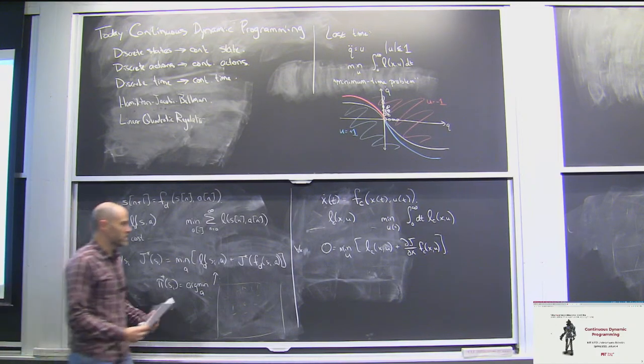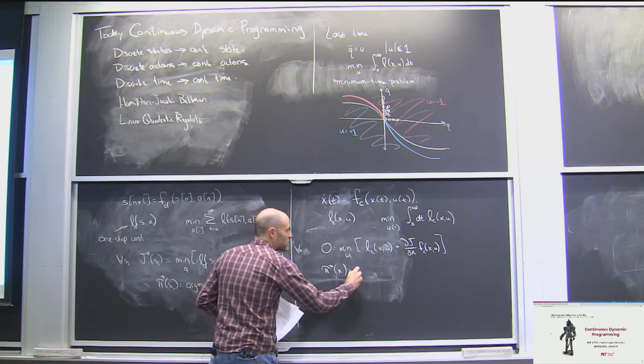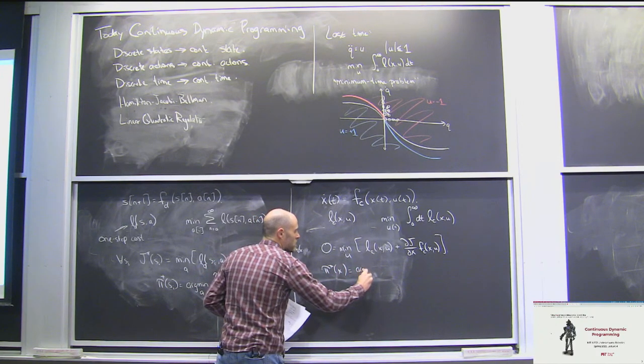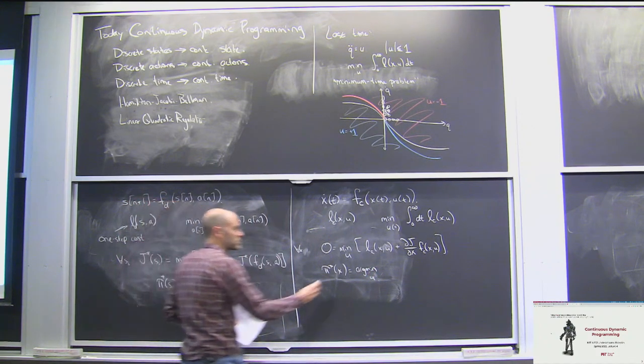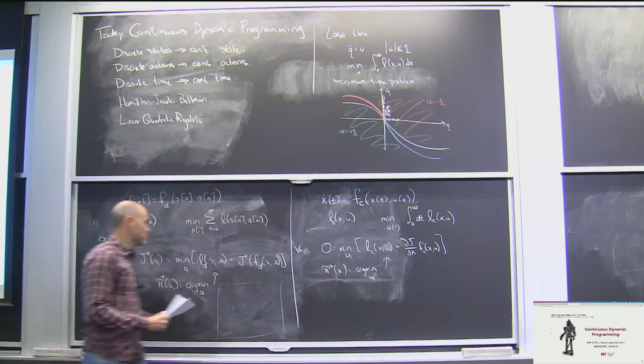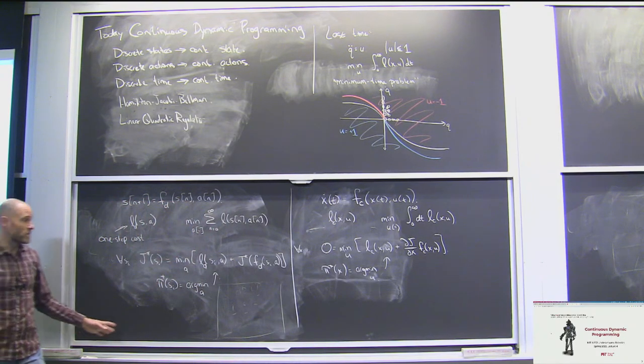And then similarly, the optimal policy as a function of x is going to be the argmin over u of this thing. Okay, it's not hard to go from one to the other. We'll do it carefully just to make sure everything makes sense.